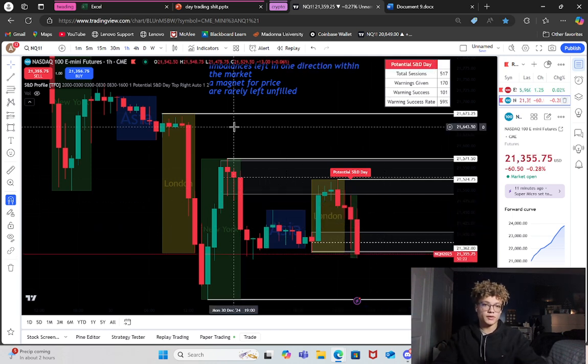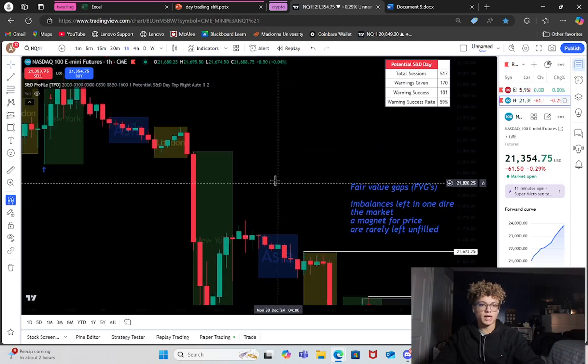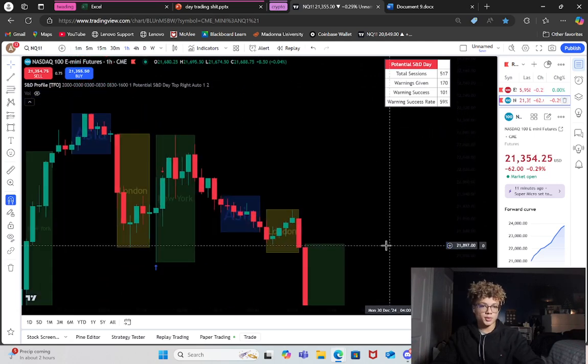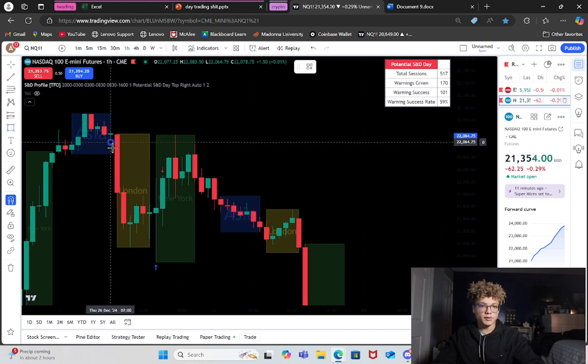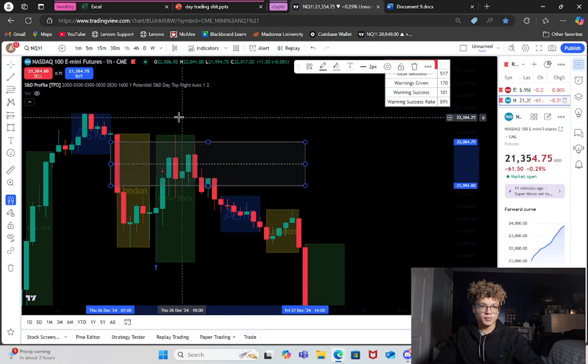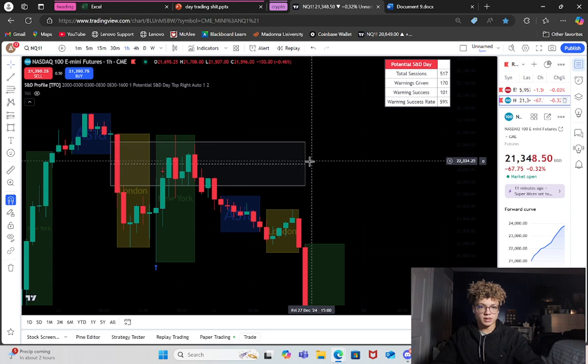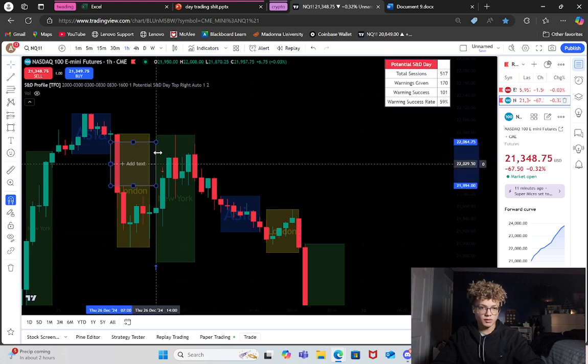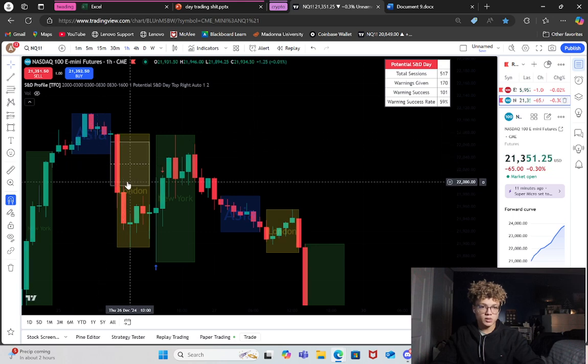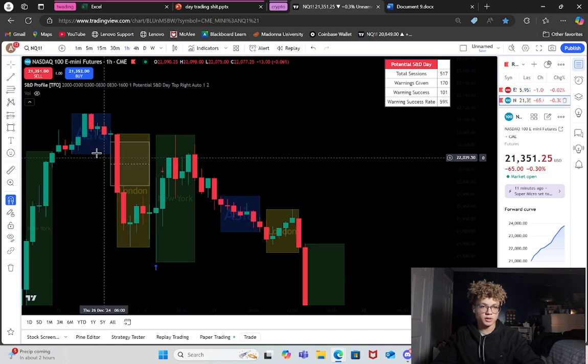And also for these fair value gaps, they don't have to all be 3 candles in a row, all 3 up or all 3 down candles, right? You can have this one, perfect example. We do have an up candle right here, and then we have a down candle, but this still fits the picture of a fair value gap because these wicks don't intertwine. They don't crash into each other.